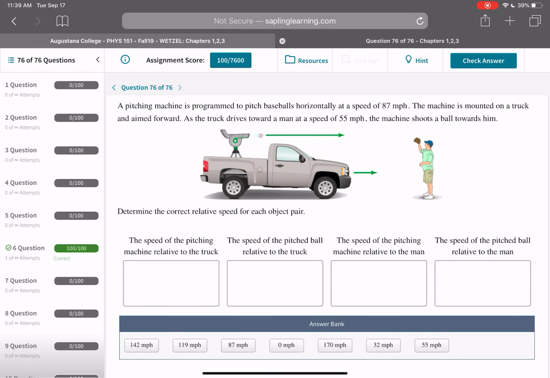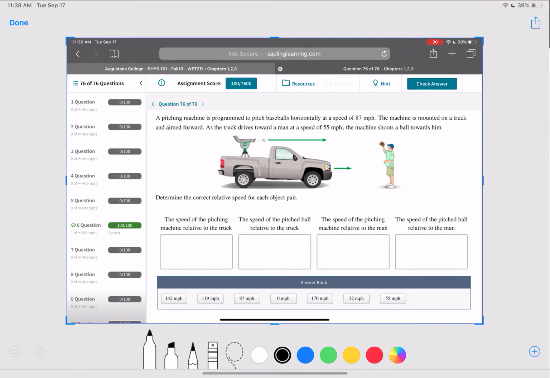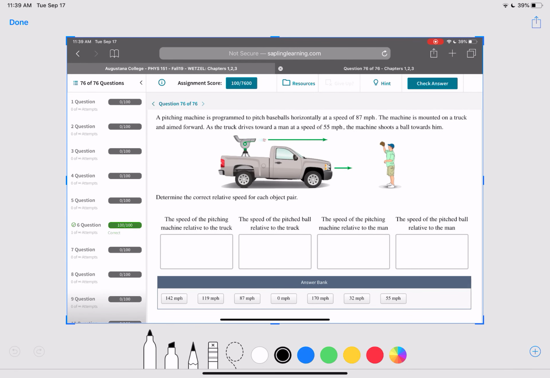Okay, pitching machine programmed to pitch baseballs horizontally at speed of 87, mounted on a truck. Okay, so speed of the pitching machine relative to the truck. So this and the truck are moving at the same velocity, 55 miles an hour down the road. Okay, so that should be 0. The speed of the pitch ball relative to the truck. So the pitching machine will launch it at 87. The truck is driving at 55, so those two should add together and give you a fast pitch.